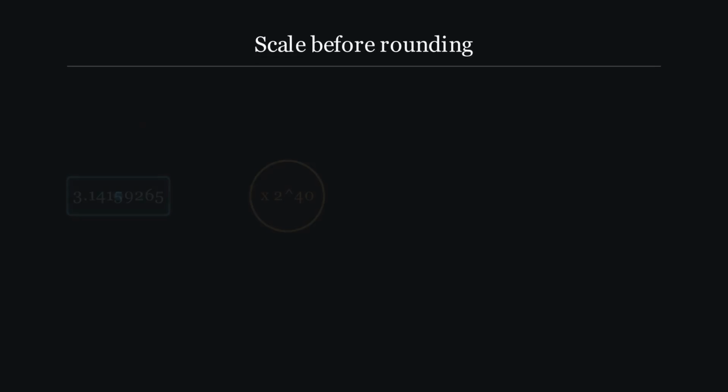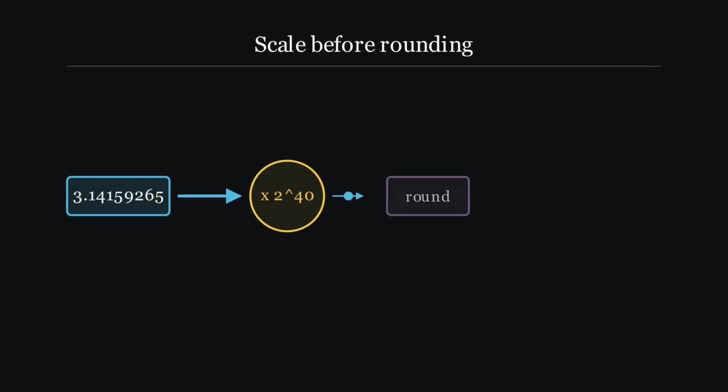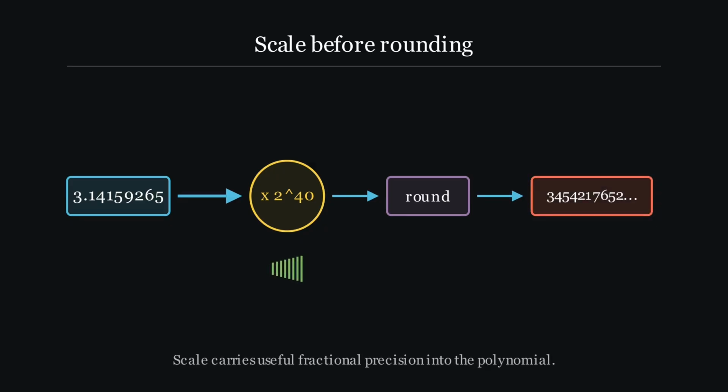To carry decimal information into ring arithmetic, the encoder first multiplies the value by a large scale. Watch 3.1415925 move into the wheel marked 2 to the power of 40. The scale shifts meaningful fractional information into a large integer-like magnitude. The growing precision marks represent the detail being preserved before rounding. The token then passes through the round operation and becomes polynomial-compatible data.